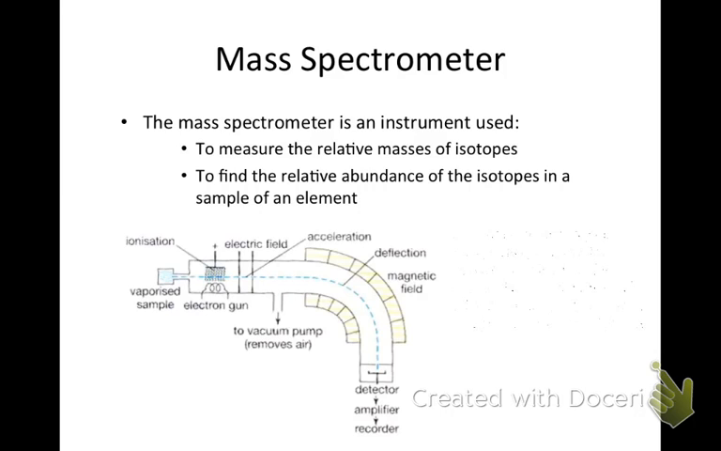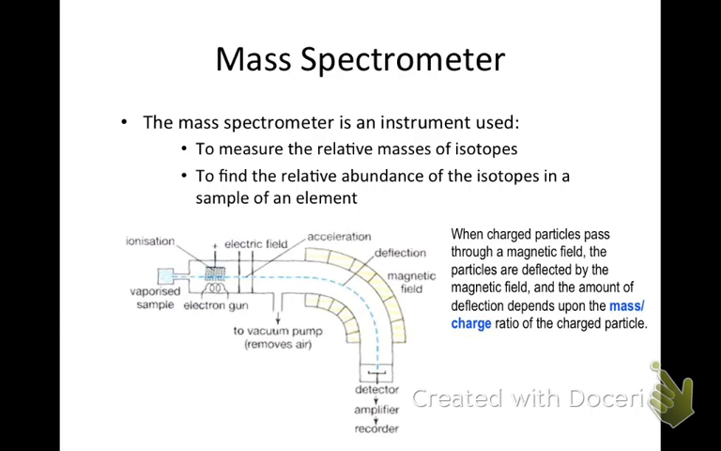Again, another schematic of a mass spectrometer. So, when charged particles pass through a magnetic field, the particles are deflected by that magnetic field. The amount of that deflection is going to depend upon the mass to charge ratio of that charged particle.